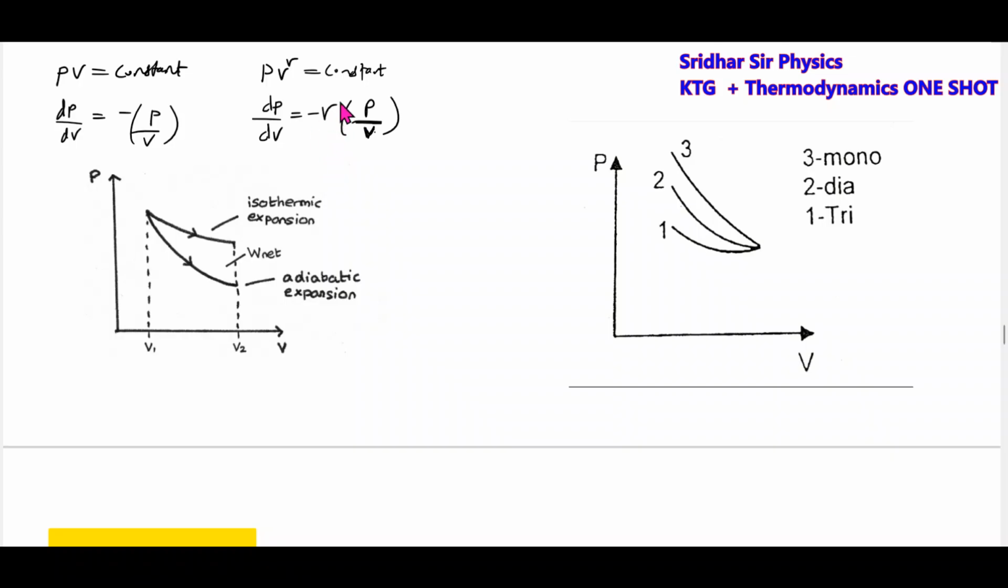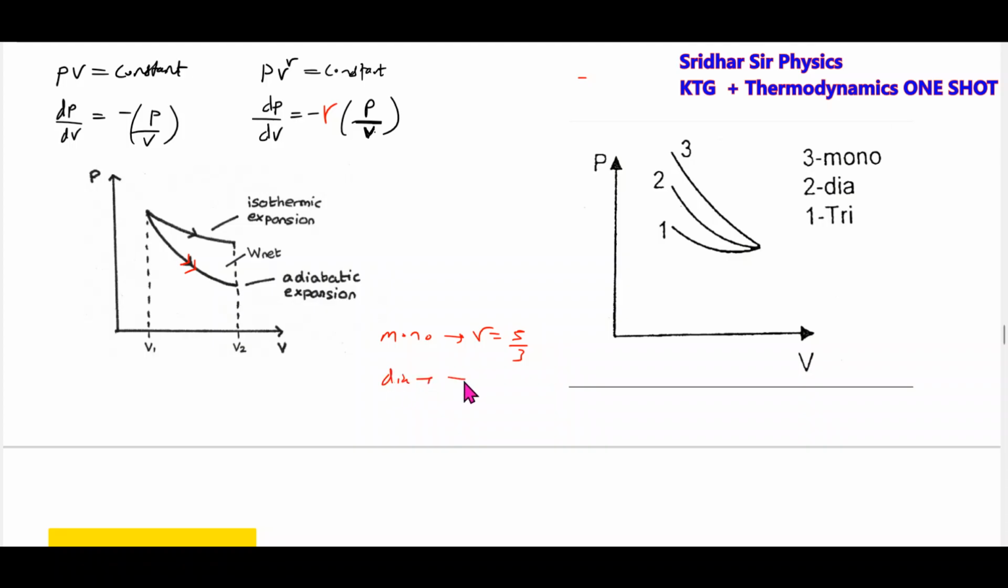dP by dV. So the slope of the adiabatic curve will be slightly greater than that of the isothermal expansion. Why? Because the gamma factor is coming. Similarly, for different types of gases, gamma will define it. For monoatomic gas, gamma will be 5 by 3.